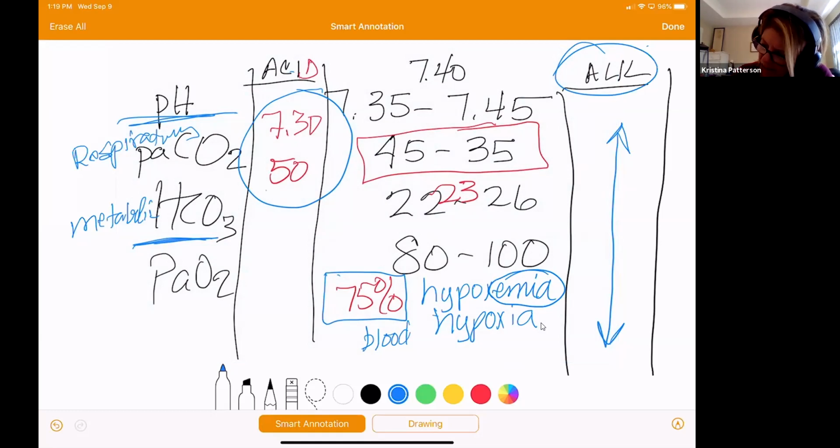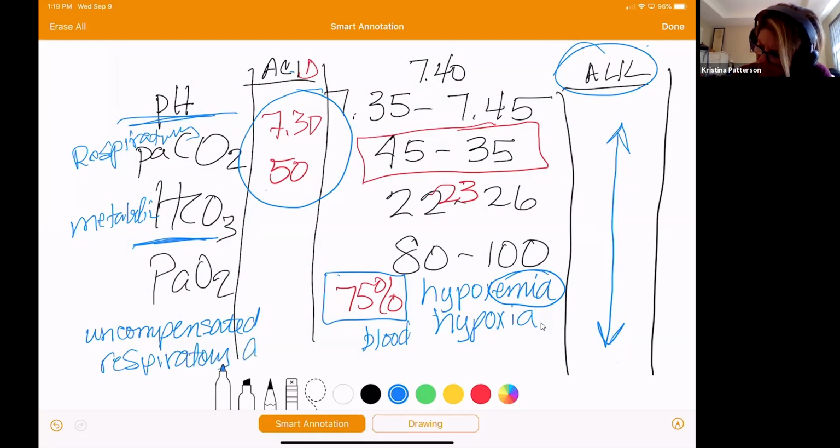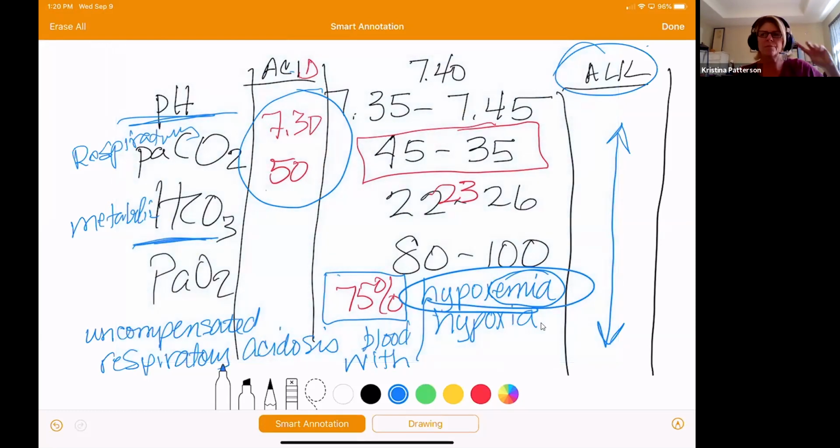So here we have an uncompensated metabolic, I'm sorry, excuse me, that is not a metabolic. Sorry about that. Respiratory acidosis with hypoxemia. Okay? All right, perfect.